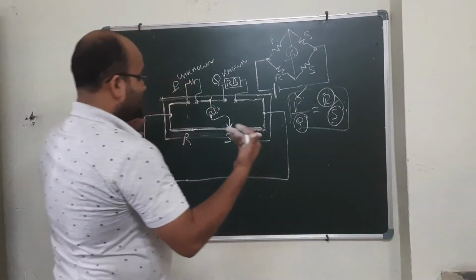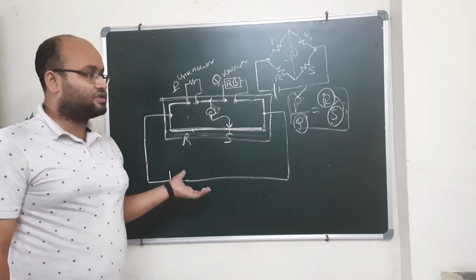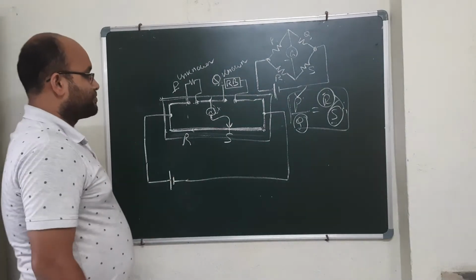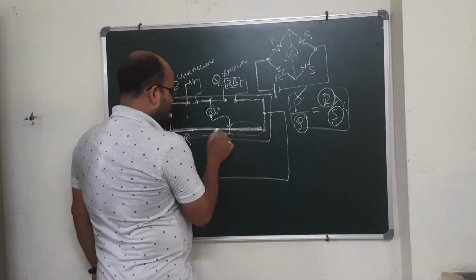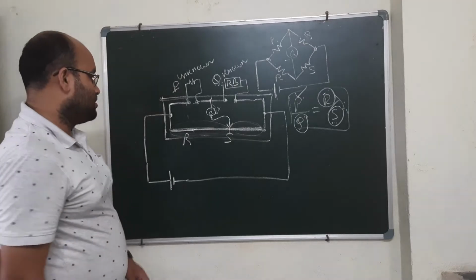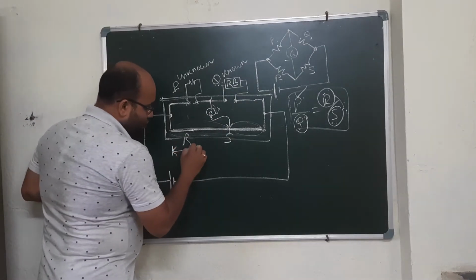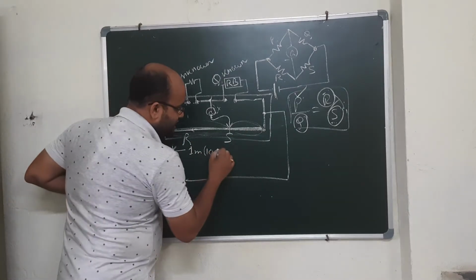So that is the logic behind this practical, which obviously I talked about in your theory class. Again, I am repeating it a bit. So this is the logic behind this. Now, how to measure the value of this S and R? Suppose, as I told you earlier, this is of 1 meter. This total wire length is 1 meter or 100 centimeters.